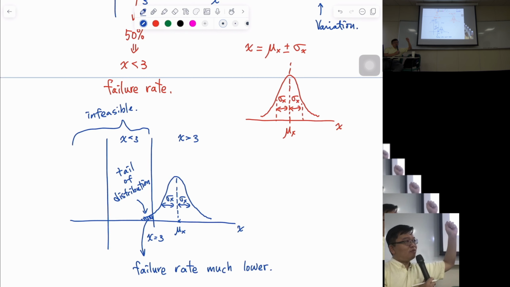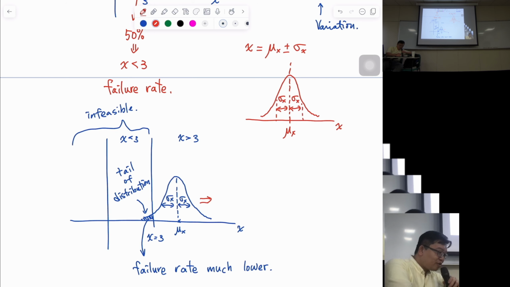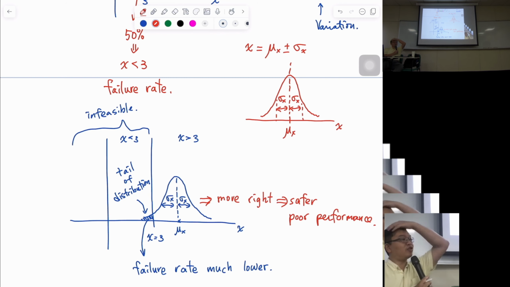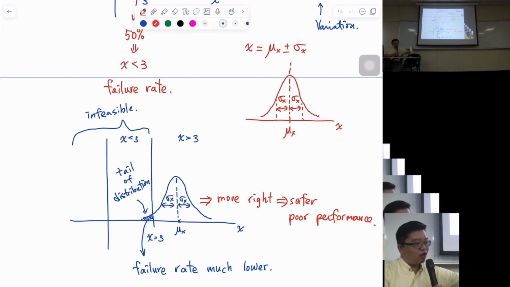So I have poorer performance. When you are too safe, your performance becomes poor. When you move right, you will be safer, but with poor performance. Performance depends on how good your objective function is, so you won't have a smaller function value. But on the other side, if you move left, of course you can have better performance, but the risk is higher because the tail of the distribution has a greater area when you move left.